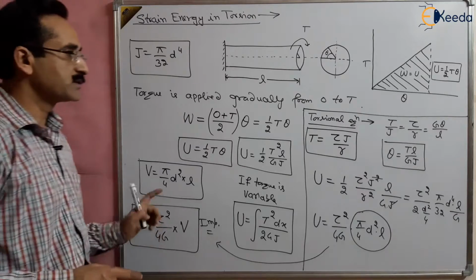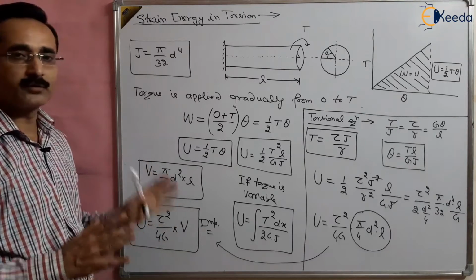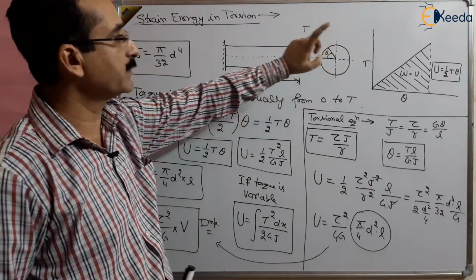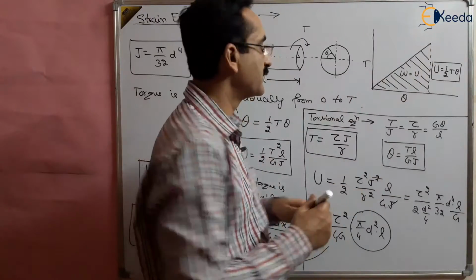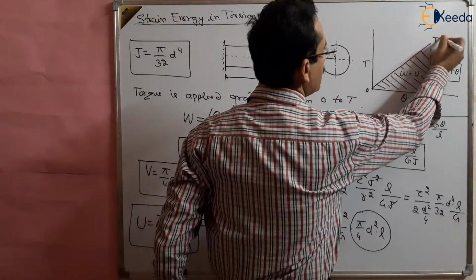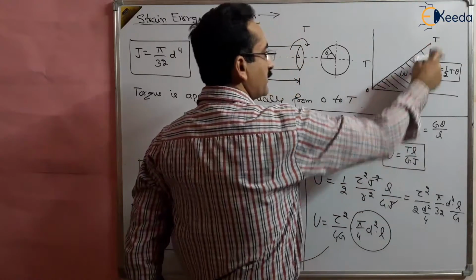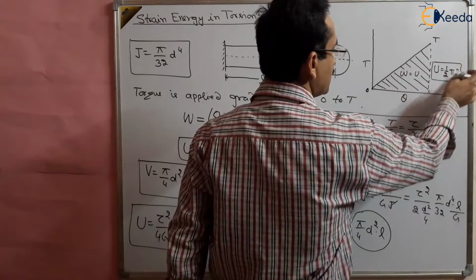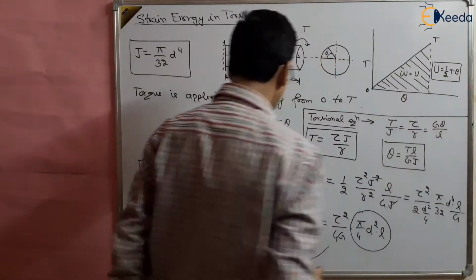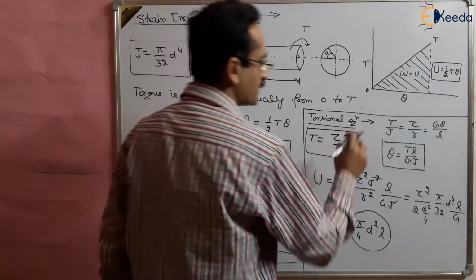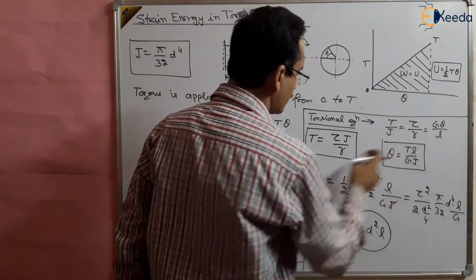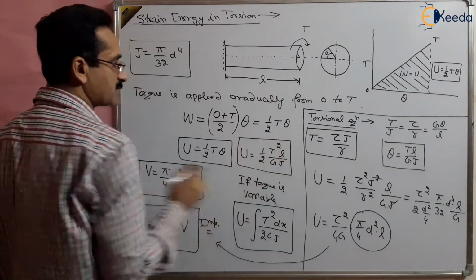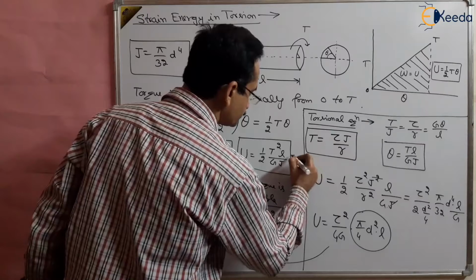How have we found out the strain energy stored due to torsion? We have applied a torque, and there is some angle of twist due to that torque, and the torque is applied gradually from 0 to T value. This is the 0 value, and here it is the maximum value, T. The work done is given by half T theta, or the area under the curve, half base multiplied by height, so half T theta. We know by the torsional equation T by J equals tau by R equals G theta upon L. From here we can find theta, TL upon GJ. Put here TL upon GJ, we will get this equation. This is the strain energy stored.